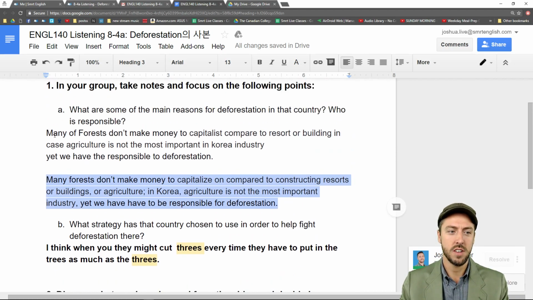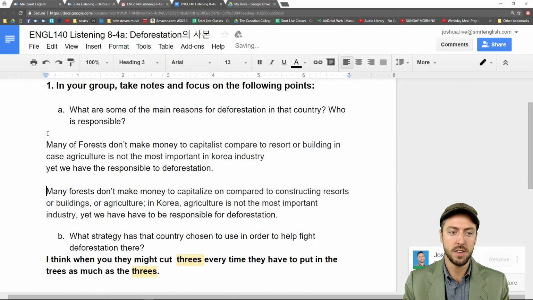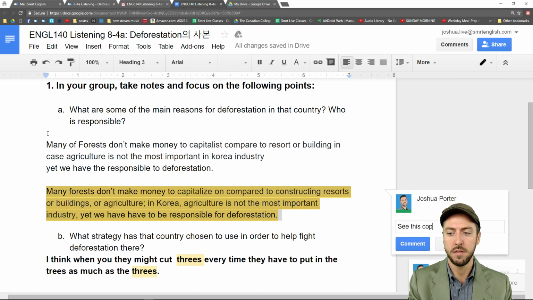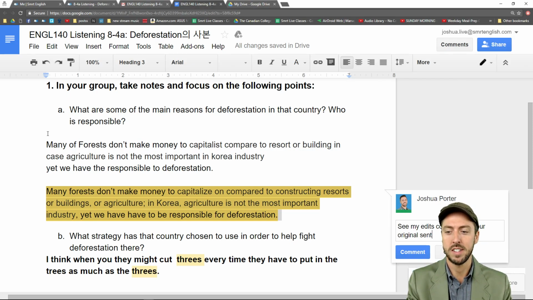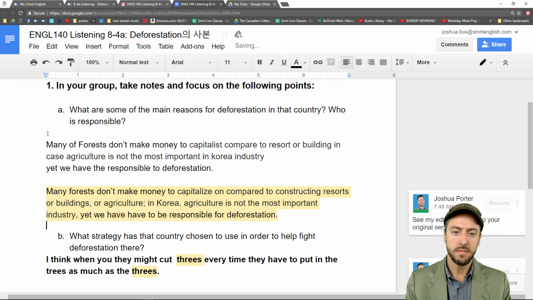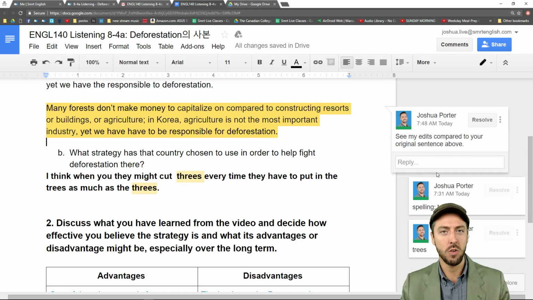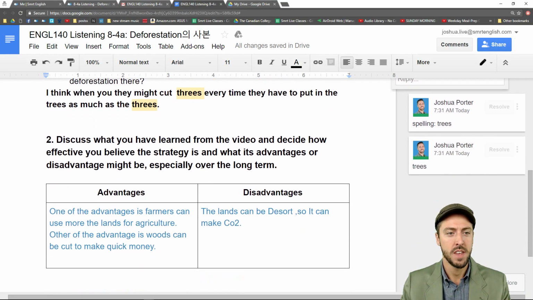So I've made changes to the original sentence. I keep the original sentence, and then I just make a comment for Aaron here and say, see my edits, compared to your original sentence above. And then Aaron can look at these two sentences, see the changes I made, and then ask me questions about it right in here or through email, or we'll do a hangout and talk about it.